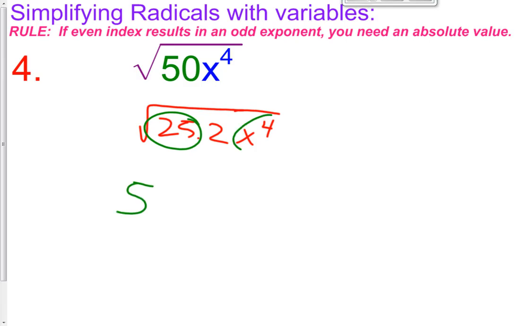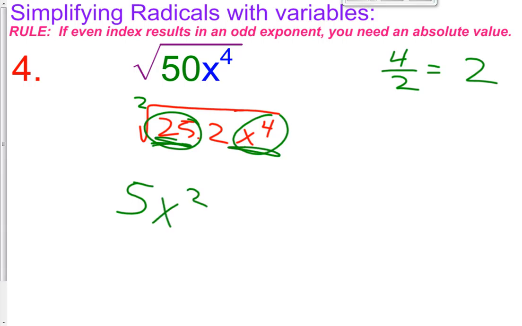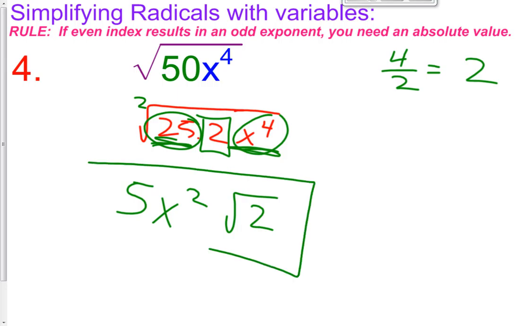I can take out x to the 4th, because I'm going to take 4 and divide it by my index of 2. So 4 halves is the same thing as 2, so I can take out an x squared. So 5x squared, so I took out this, and this 2 is left underneath the radical. So I still have the square root of 2. 5x squared square root 2. That is my answer for problem number 4.